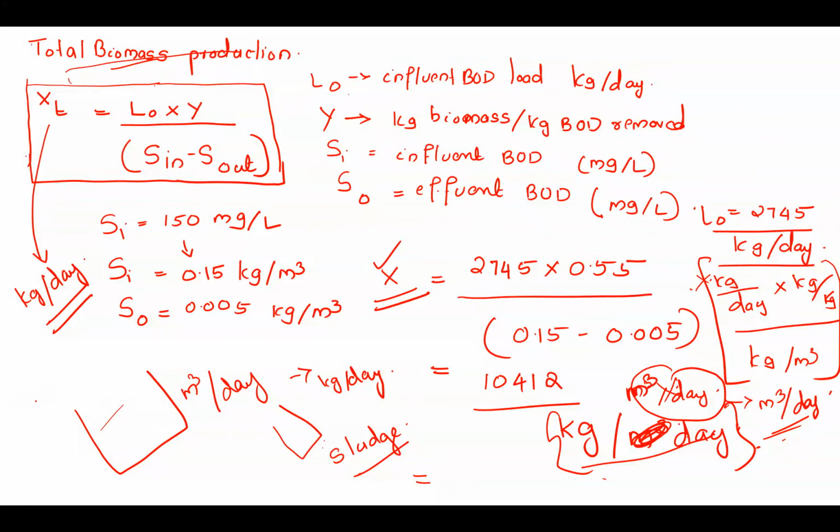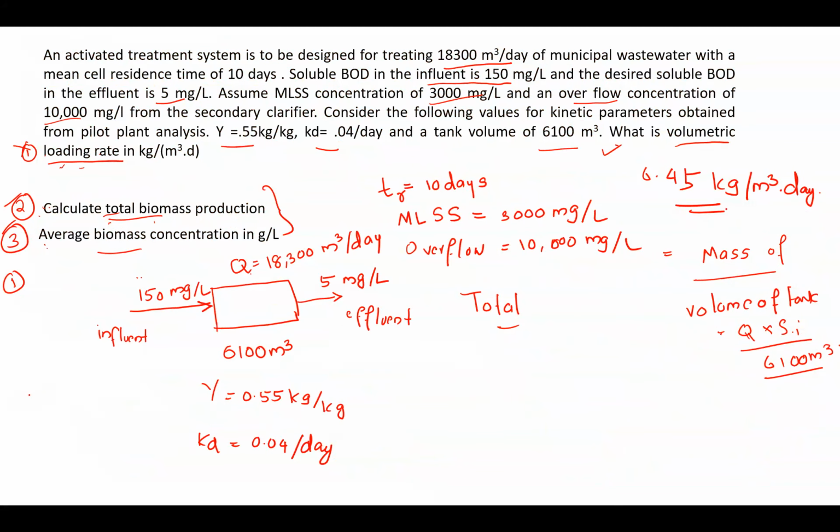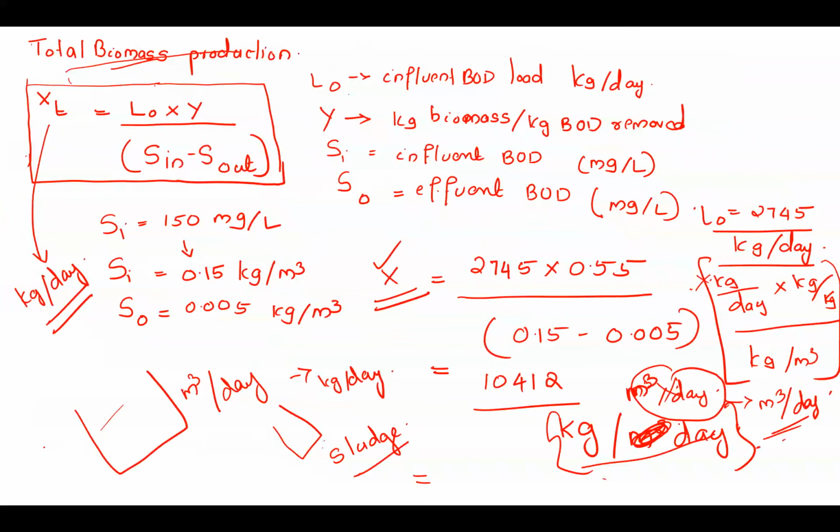Kg per meter cube day. 1.72 kg per meter cube, I told. No, not kg per meter cube. That answer is not with me. Okay, I'm sure that it is not kg per meter cube. I thought I would have told 7.2. I hope that I have explained that 7.2 milligram per liter.